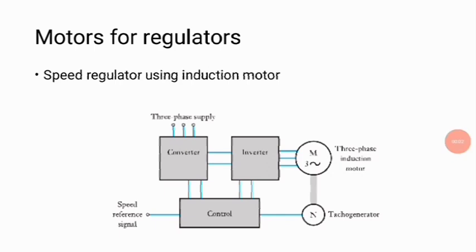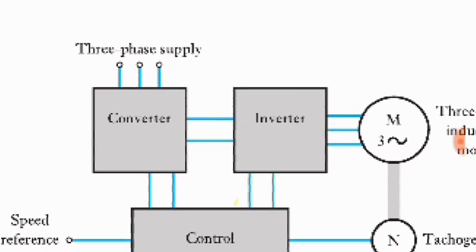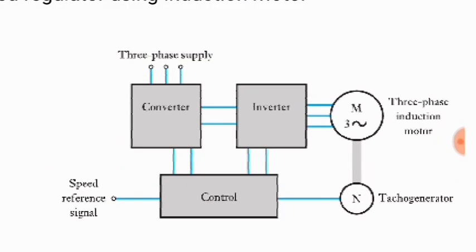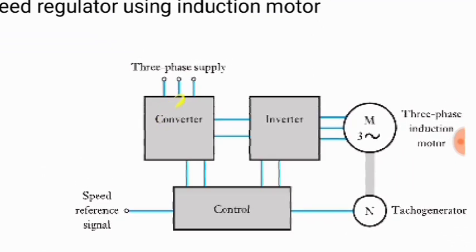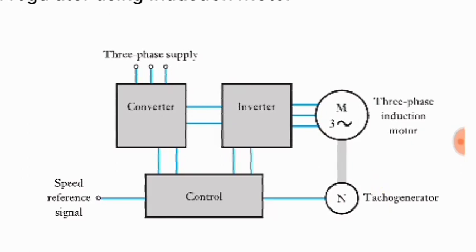So the figure here in this slide shows a speed regulator using a three-phase induction motor. Such a speed regulator mainly consists of 5 different parts. Let us zoom in and investigate what those parts are. The first ones are a converter, an inverter, and a three-phase induction motor. Then there is a tacho generator and a control block.